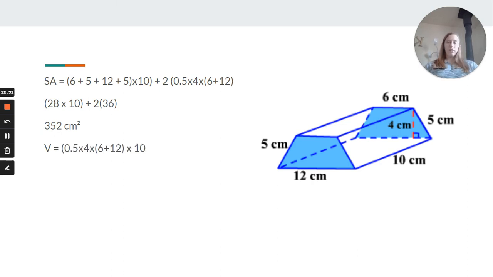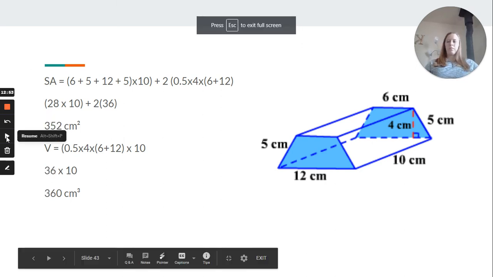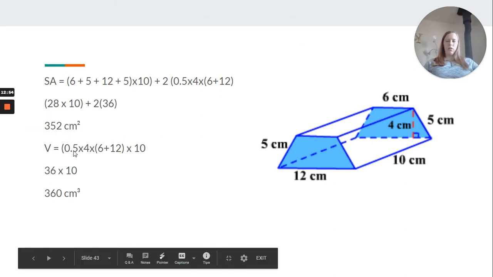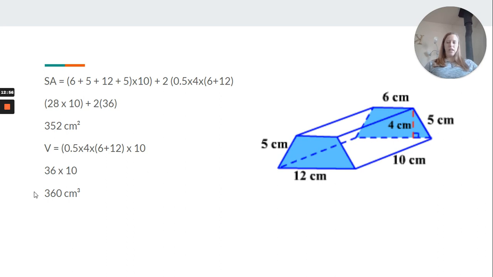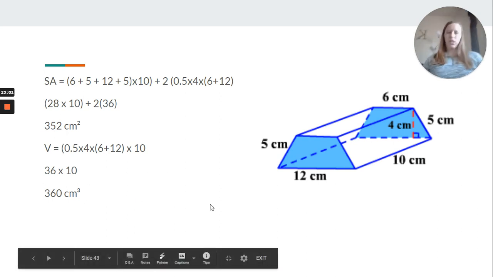So then for volume, we take the area of one of the bases, then we multiply it times the depth. So one of the bases times 10, so 36 times 10, we get 360 centimeters cubed.